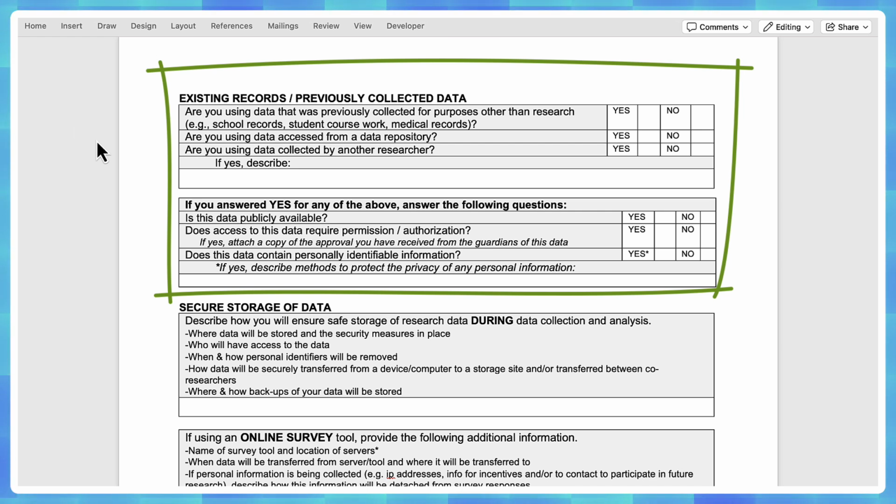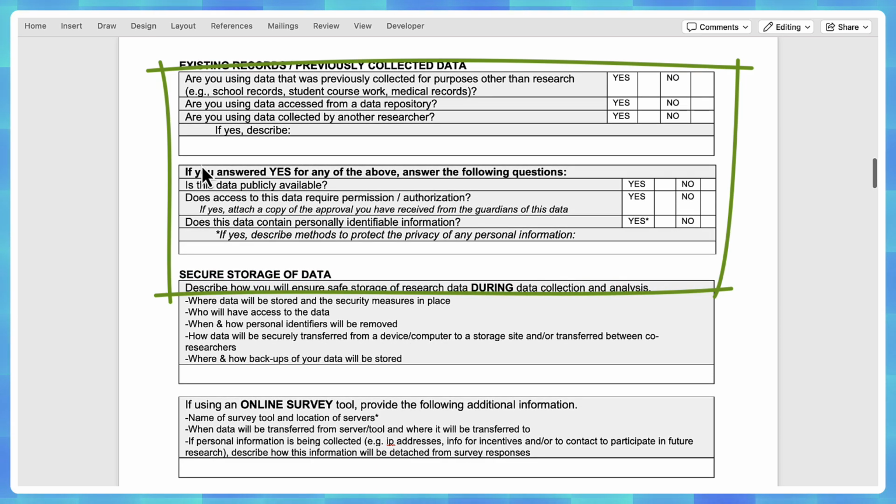I'll note that if you answer yes to the second question there, you're using a data repository, or you're getting data from a data repository, we may have some follow-up questions about that in terms of the security of that data and that sort of thing. So if you answer yes to any of those, please describe the nature of that data. So if the first question, previously collected for purposes other than research, just say briefly, it's aggregate course marks from this class for the past 5 years or something like that.